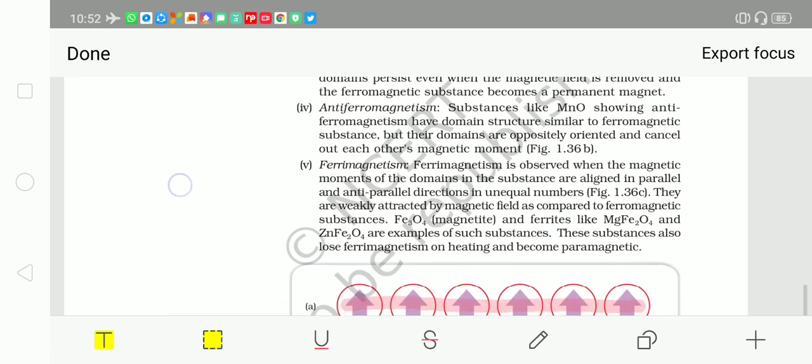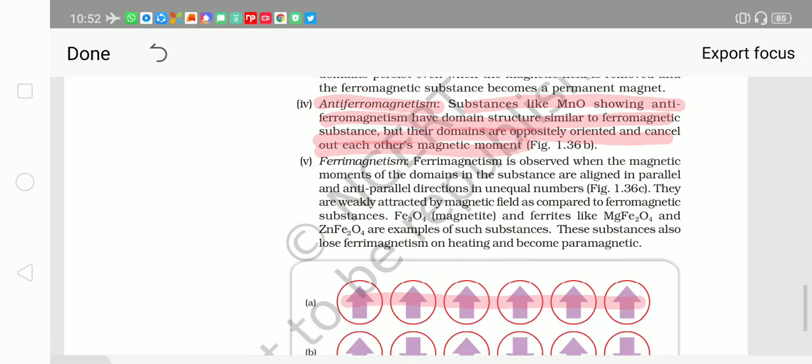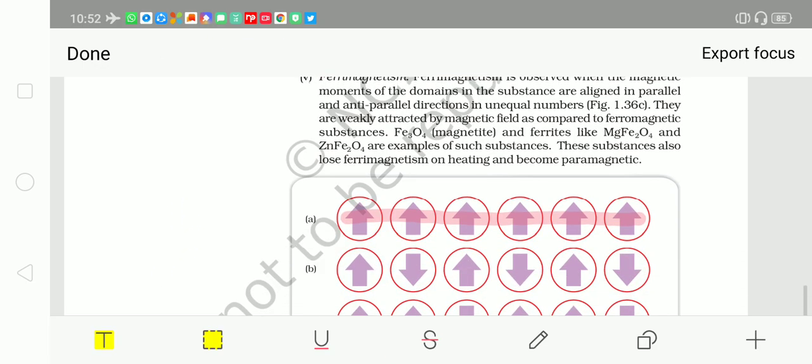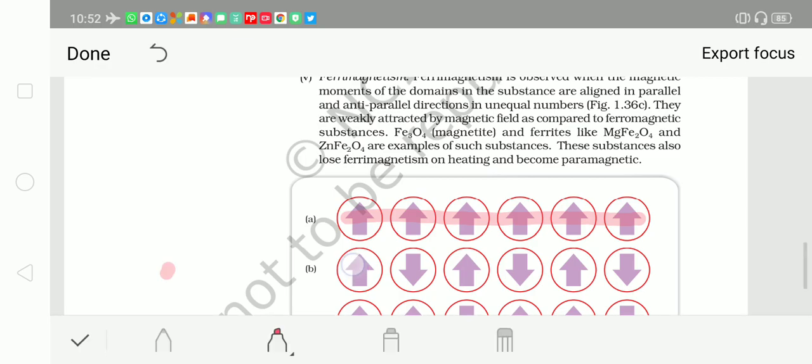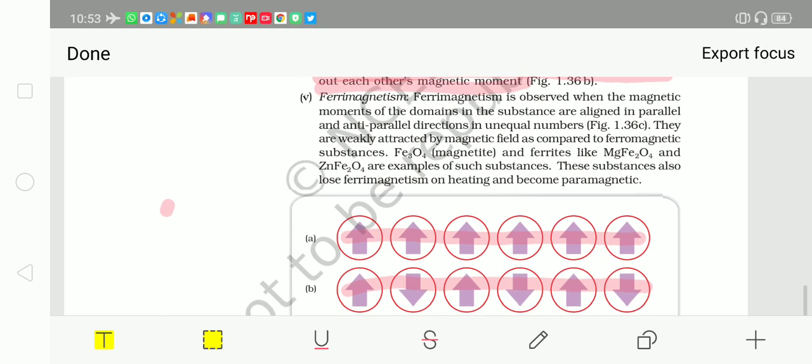Clear? Now next one is antiferromagnetism. These are substances which are strongly repelled when placed in the external magnetic field. And why are they strongly repelled? Because the arrangement of the domains is alternate: parallel, antiparallel, parallel, antiparallel, parallel, antiparallel. It means the magnetic moment of one domain is cancelled by the magnetic moment of another domain. Clear?